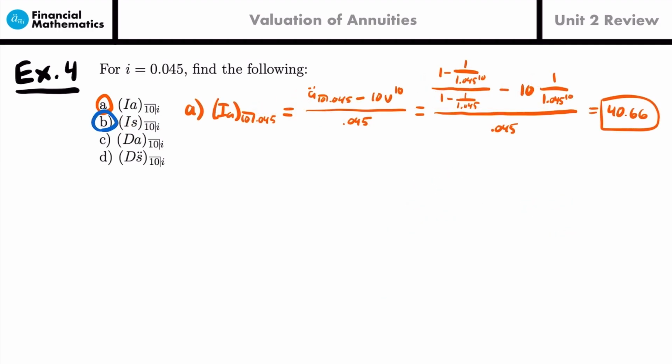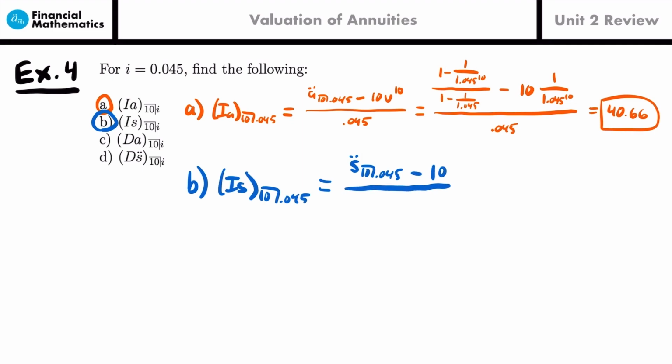Next up for part B, we have capital I S 10 bracket i, which is the future value of an arithmetic increasing annuity immediate. So for part B, we have capital I S 10 bracket 0.045, and here's what that formula looks like. We have s double dot 10 bracket 0.045, the future value of an annuity due, using the same value of n and i, and then we subtract n, which is 10, and divide by the interest rate, 0.045.